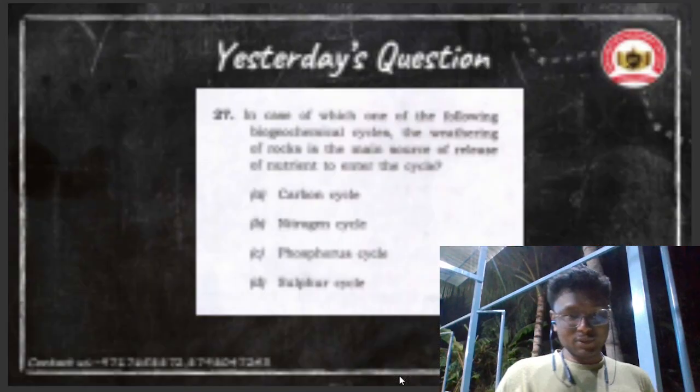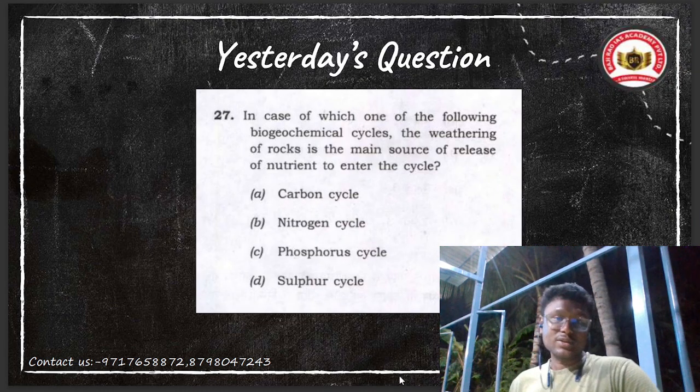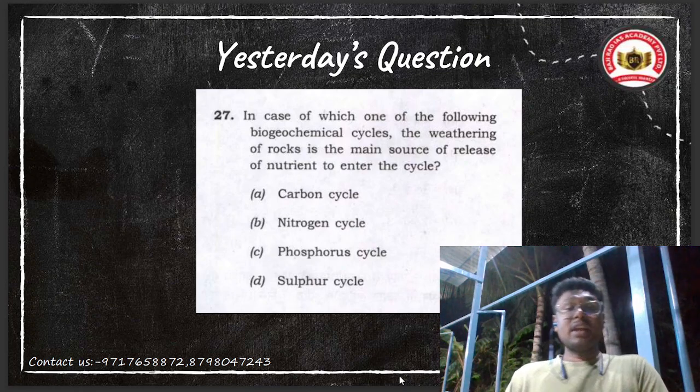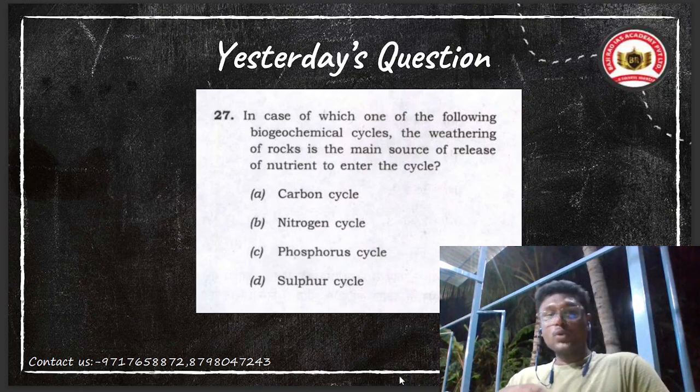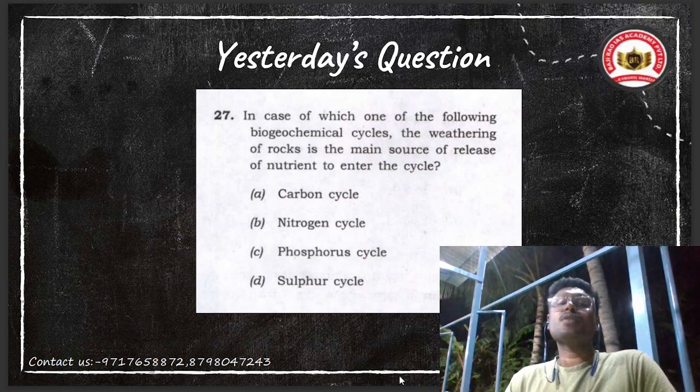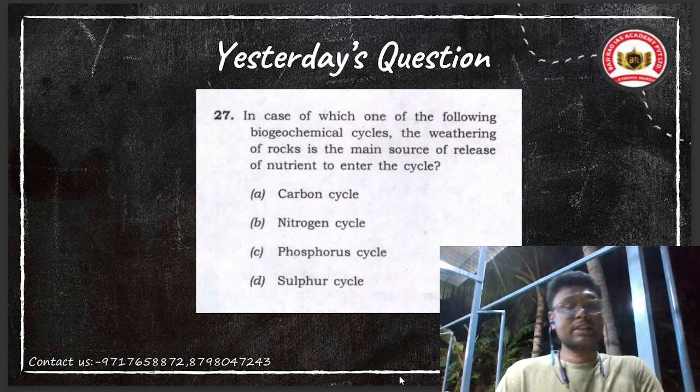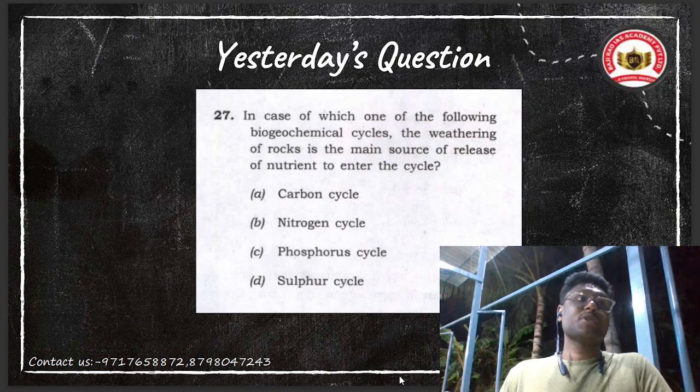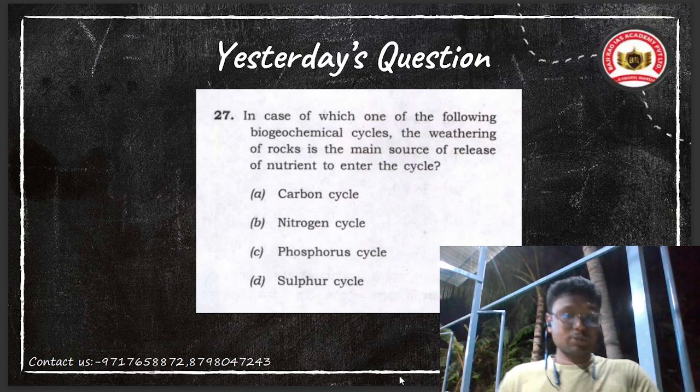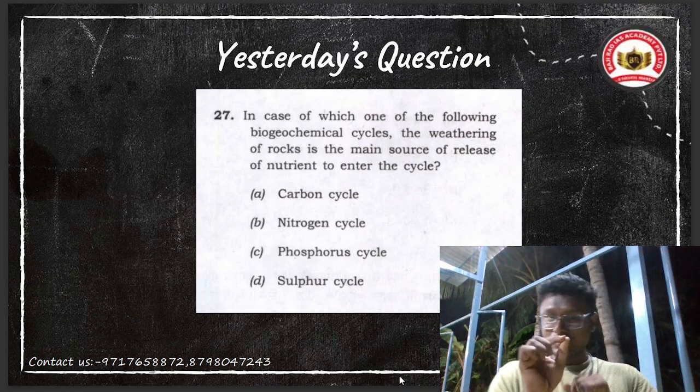Okay guys, so let's move into yesterday's question. In case of which one of the following biogeochemical cycles, the weathering of rocks is the main source of release of nutrient to enter the cycle? Option A, carbon cycle. Option B, nitrogen cycle. Option C, phosphorus cycle. Option D, sulfur cycle. I already told you in yesterday's discussion itself, you should see the question. It has some trick in it.